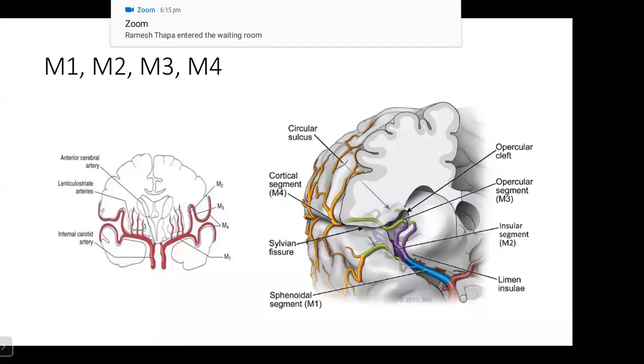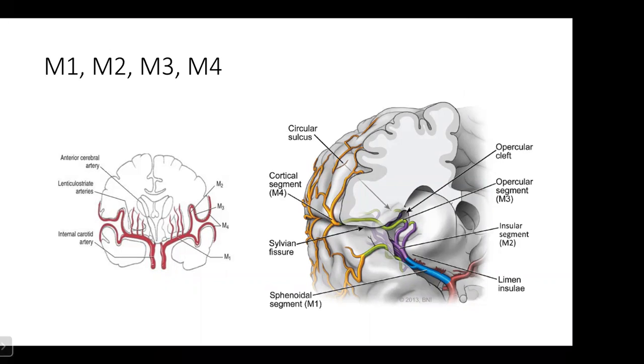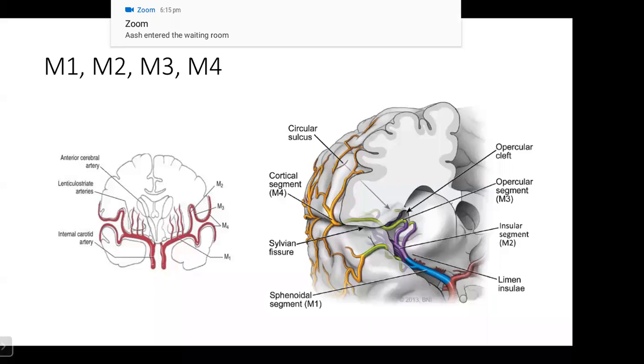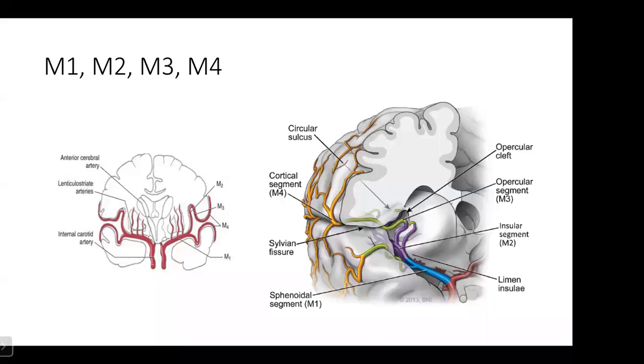The second one being the M2, also called the insular segment. It begins at the point of MCA bifurcation. This segment starts within the genu of the MCA at the level of limen insulae, and then travels along the surface of the insula. It terminates at the level of the circular sulcus of the insula. Similarly, the third one being the M3, it is also called the opercular segment. This segment courses over the inner surfaces of the parietal and temporal insular operculum.